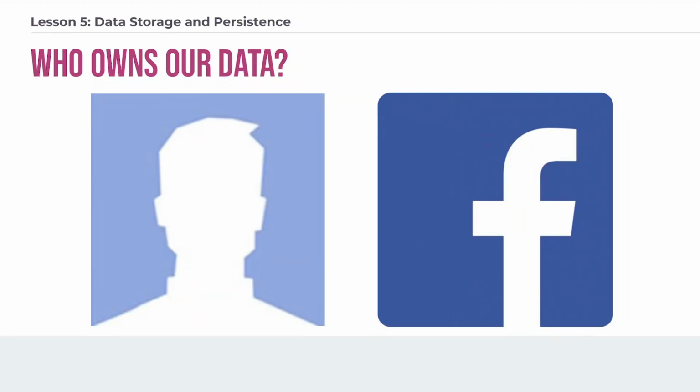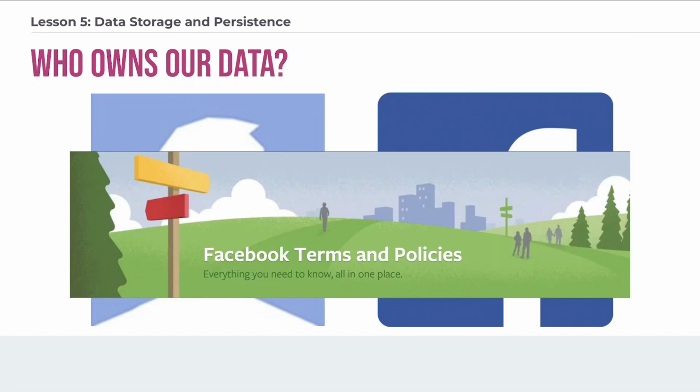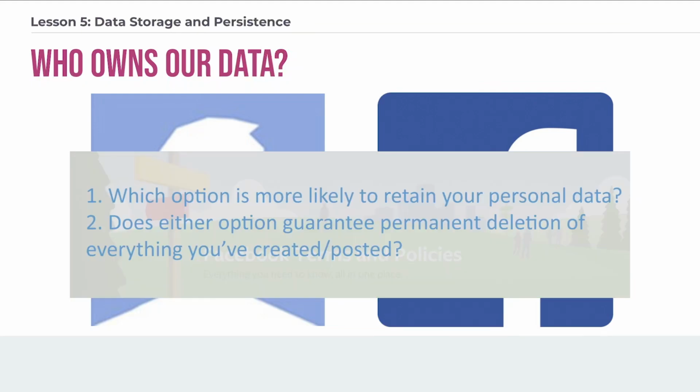They're free to use that data however it sees fit, as long as it's in accordance with their posted policies and their user agreements. At this point, read the text from Facebook's help page about how you would go about deactivating or deleting your personal page, and think about the following two questions. First of all, which option is more likely to retain your personal data? And does either one of the options actually guarantee that everything you've created and posted will be deleted? Check out that text and then come back and we'll talk about it.